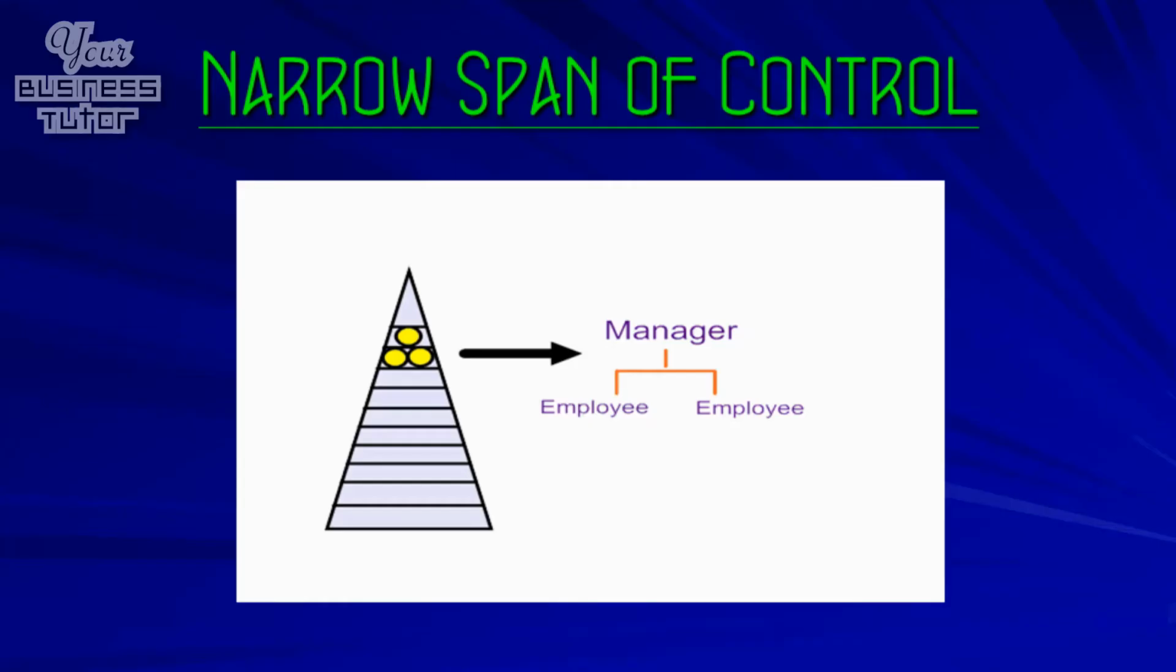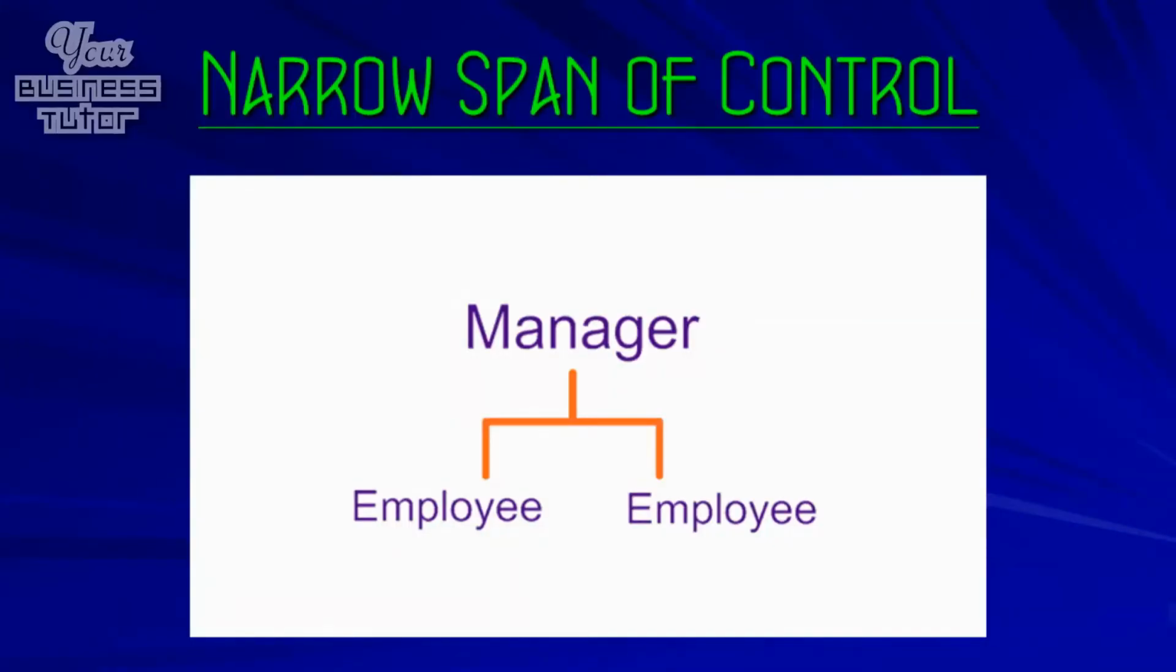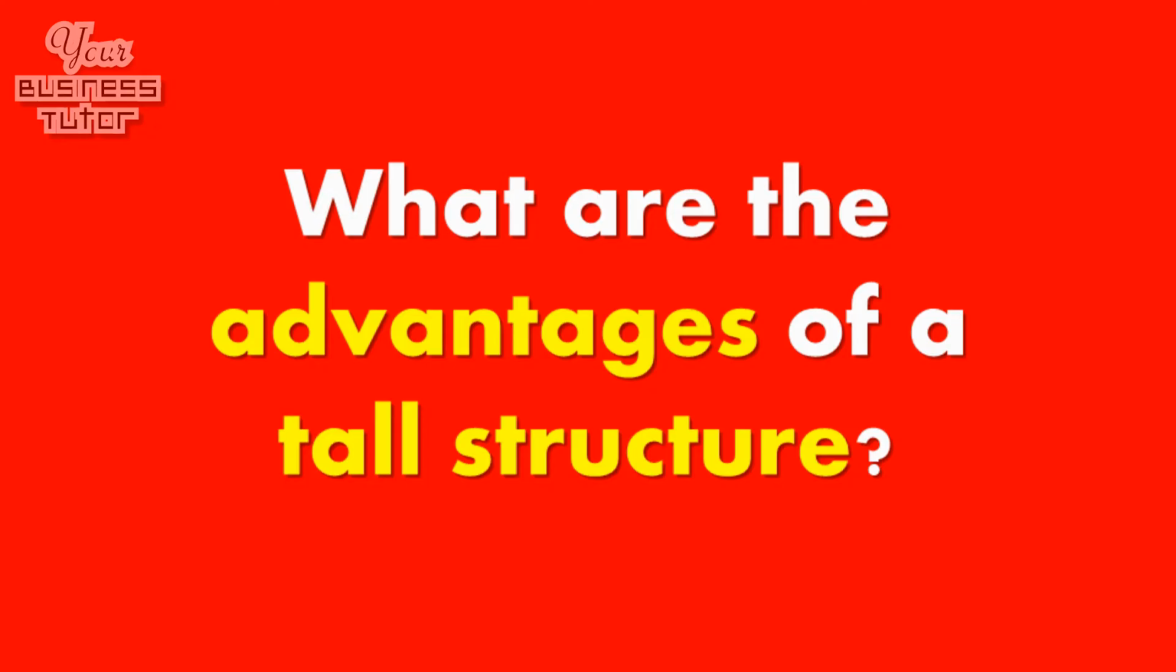Tall structures also tend to be designed with narrow spans of control. This means each manager is only in charge of or supervises a small number of employees. In the diagram shown, the manager directly supervises only 2 people. As before, this is something that requires further thought, so let's do that by looking at the advantages of a tall structure. One of the biggest advantages of having a tall structure is narrow spans of control.